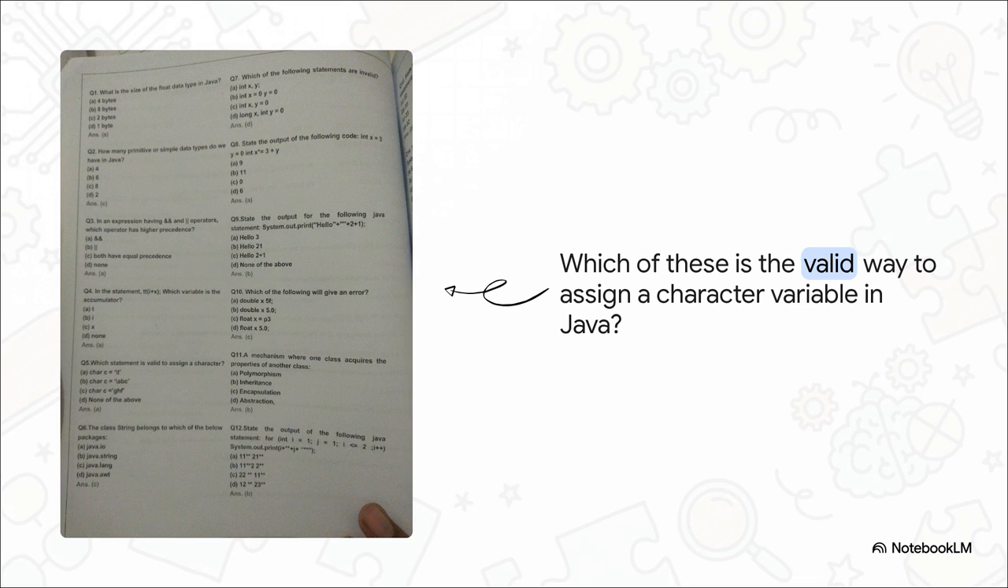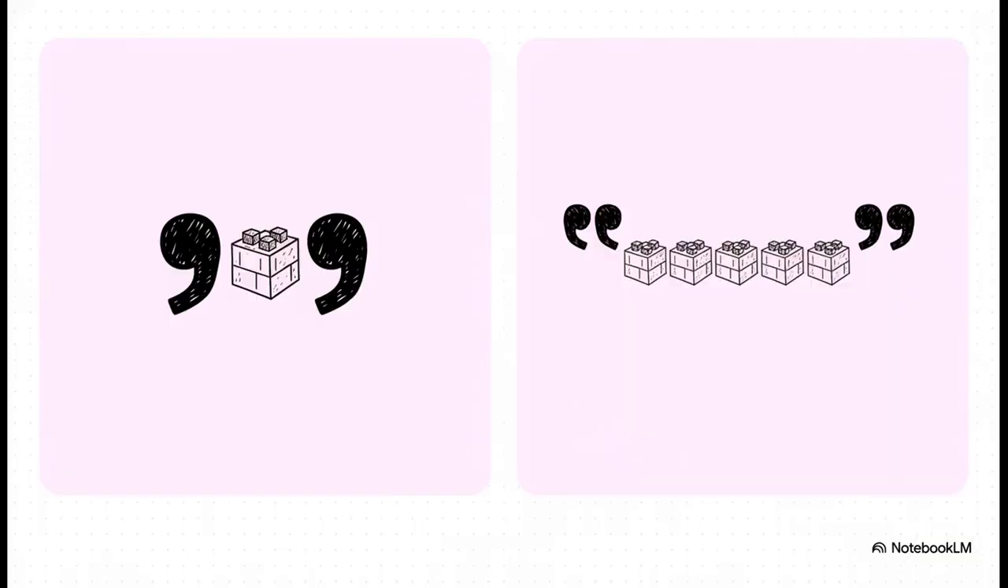Oh, this next one. This trips up so many people when they're starting out. Which one of these is the correct way to declare and assign a character variable? Look really close at the difference between the two options. And here is the key. You've got to burn this into your brain.